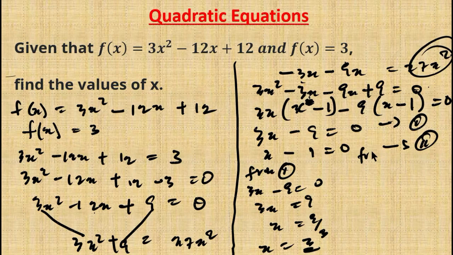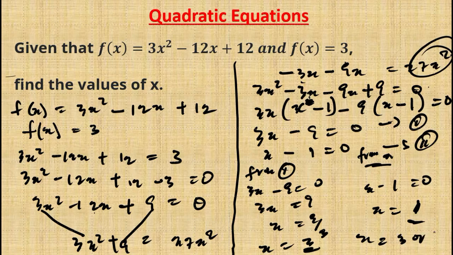Then from 2, x minus 1 is equal to 0. Obviously x is equal to 1. So we can conclude that x is equal to 3 or is equal to 1.